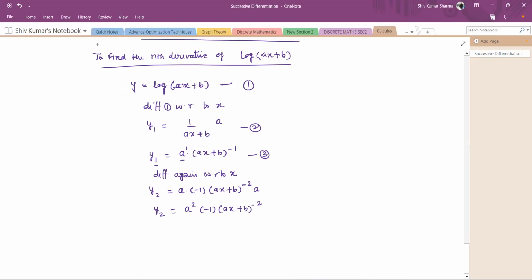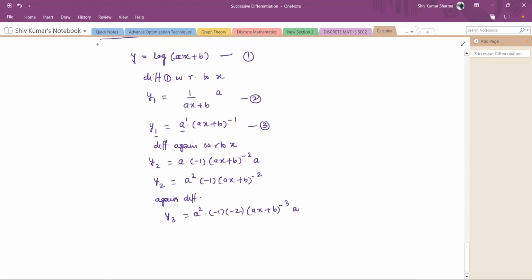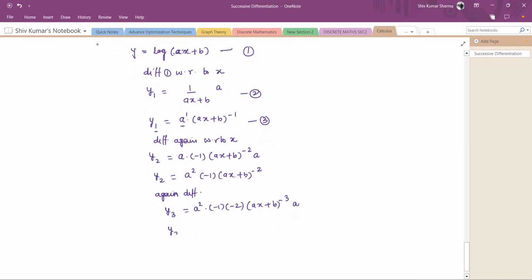So now again we differentiate. We write down y3. y3 is equal to a square into minus 1, and when we differentiate ax plus b raised to the power minus 2, we get minus 2 and the power becomes minus 3, and the differentiation of ax plus b is a. So this can be written as y3 is equal to minus 1 minus 2, ax plus b raised to the power minus 3, into a cube. So this is our third derivative, equation number 3.